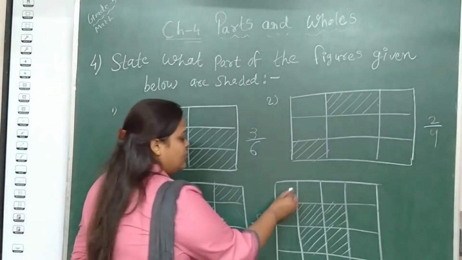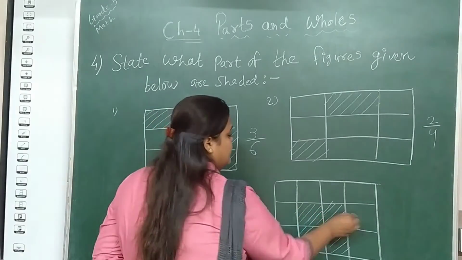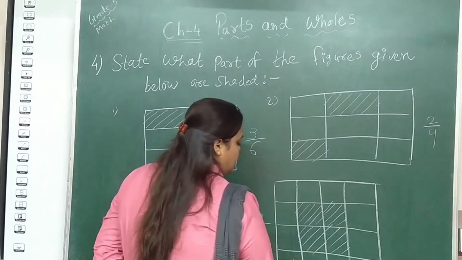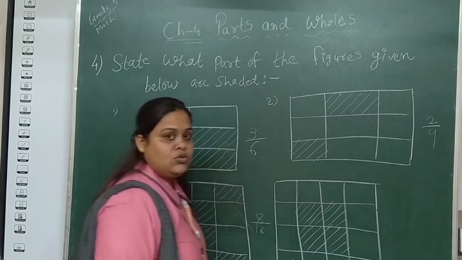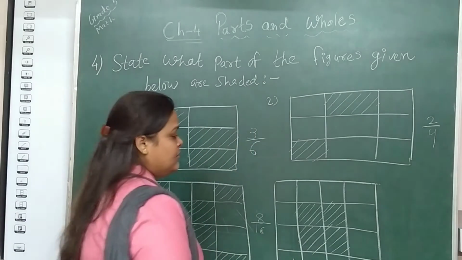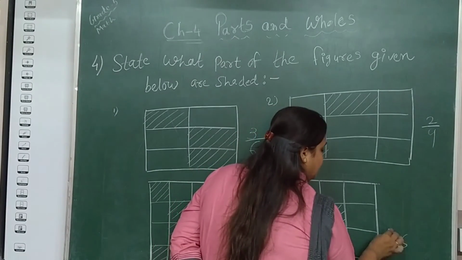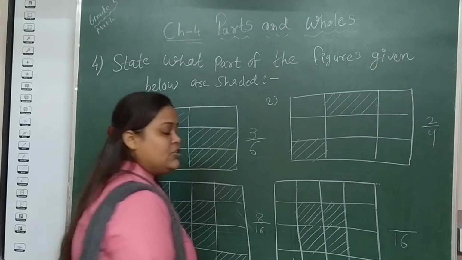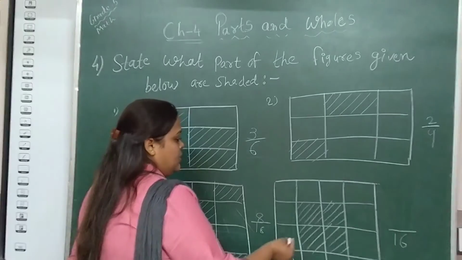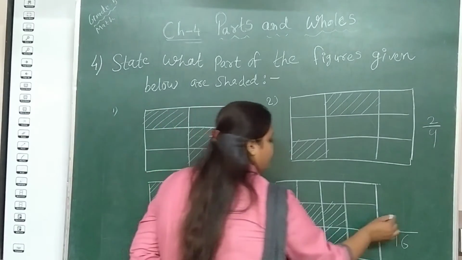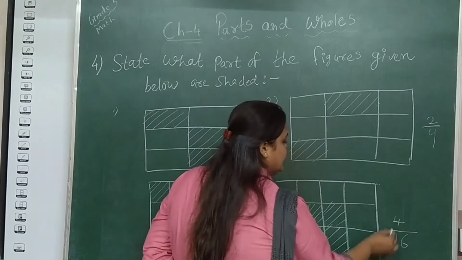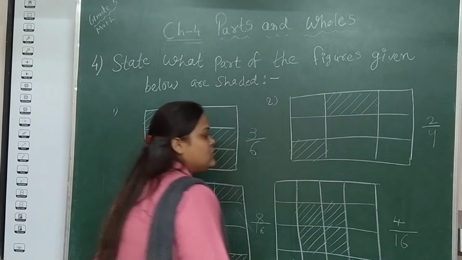Here it is the same: 1, 2, 3, 4, 5, 6, 7, 8, 9, 10, 11, 12, 13, 14, 15 and 16. Total equal parts, here we are counting. So 16 will be there. And the shaded part we will write here: 1, 2, 3 and 4. So 4 by 16, that is the numerator, and 16 is the denominator.